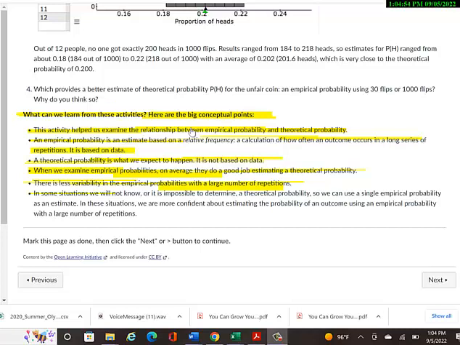In some situations, we will not know, or it is impossible to determine, the theoretical probability, so we can use a single empirical probability as an estimate. In these situations, we are more confident about estimating the probability of an outcome using an empirical probability with a large number of repetitions.